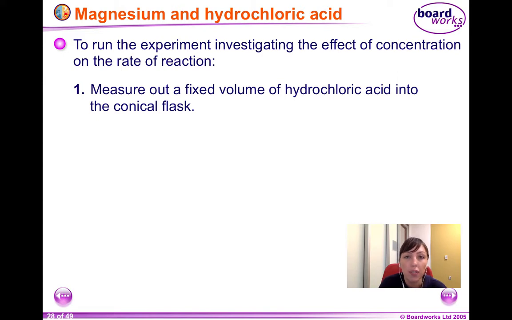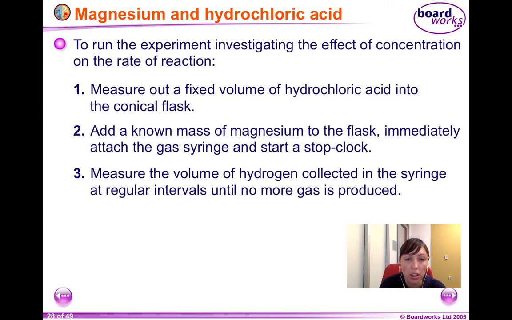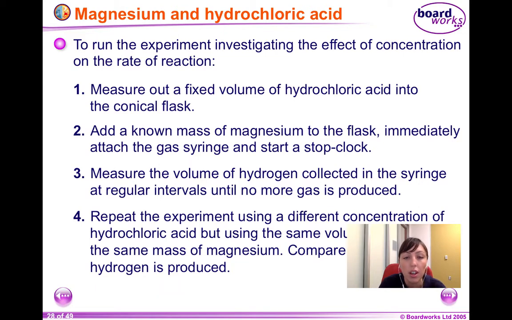So you would measure a fixed volume of hydrochloric acid. You would add a known mass of magnesium, and you would start the stopwatch. You measure the volume of hydrogen gas that's being collected in the syringe at regular intervals until there are no more gas bubbles being produced. And then you can repeat the experiment using a different concentration of hydrochloric acid, but the same volume of acid and the same mass of magnesium. And you compare the rate at which the hydrogen is being produced.